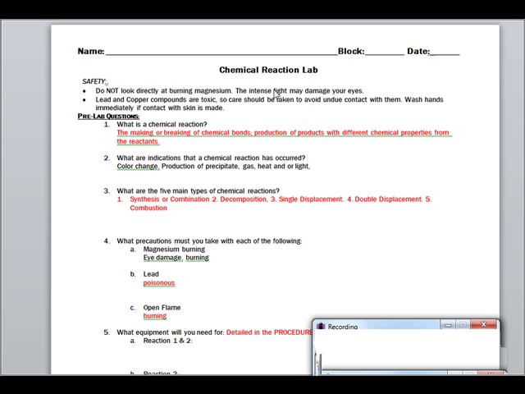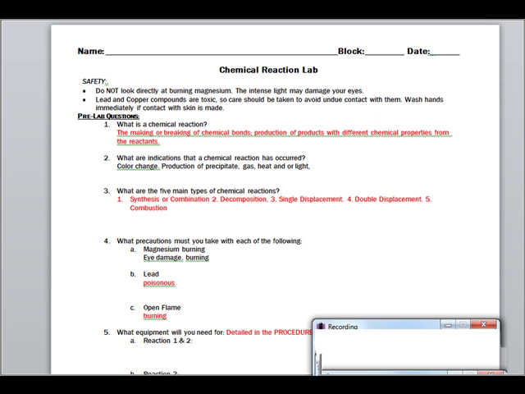All right, here we go. This is the chemical lab reactions, the little lab we did, the 5 reaction lab we did the other day, and I'm going through the questions and the answers. Some of the wording might be a little bit confusing, so let's go through it and make sure you understand. So what is a chemical reaction?